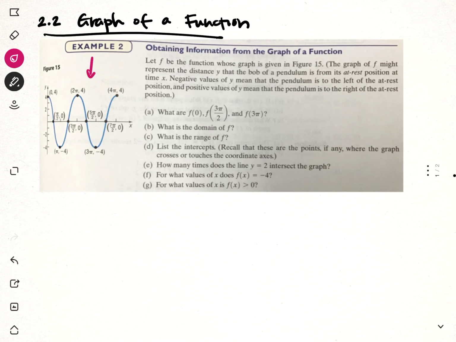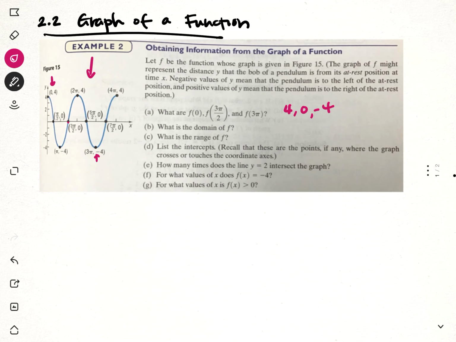So if we're looking at this graph here, you might notice that it's a sine function. If not, that's fine. It's just asking us what the values are for f of 0, f of 3 pi over 2, and f of 3 pi. So all we're doing is, our x here is 0. It's telling us what our value is there, so it'd be 4 for f of 0. 3 pi over 2 is here. That's 0. And then 3 pi is here. -4.